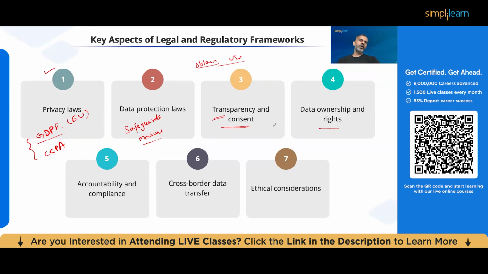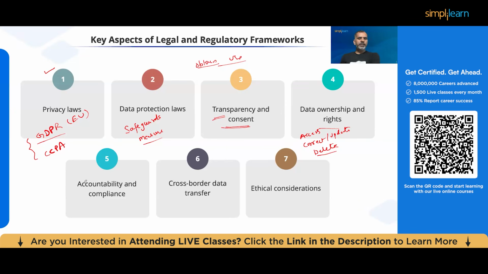And this is where we talk about the right of access, right of correction, or you can say update, as well as the right of delete. So if I'm not interested in sharing my information, even though I have shared it earlier, I can have the control to delete that particular information. And this is where we talk about data ownership and rights.